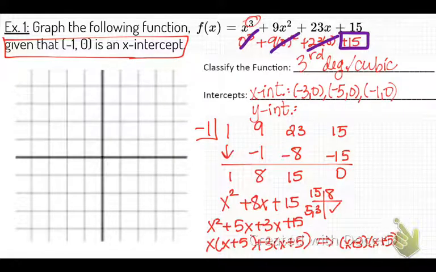Positive 15. You don't use the intercepts. Yes, remember we did that last week, and that's how we made the same mistake. So I have 0, comma, positive 15. Do I have enough information to graph? Yes, I do. So let's label our axes.